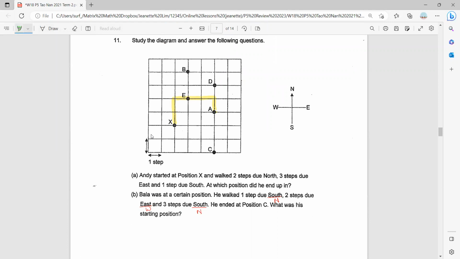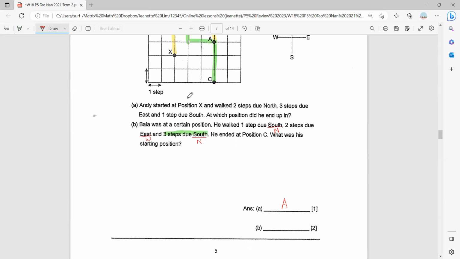All right, so ended at position C. Starting from position C, you need to go north 3. So take note, I'm doing backwards. So starting with the 3 steps due south, right? This one. So I go 3 steps north. Then 2 steps due east means I need to go to the west, 2 steps. 1 step to the south means 1 step to the north. So I'm at E. So answer for B, starting point is E.